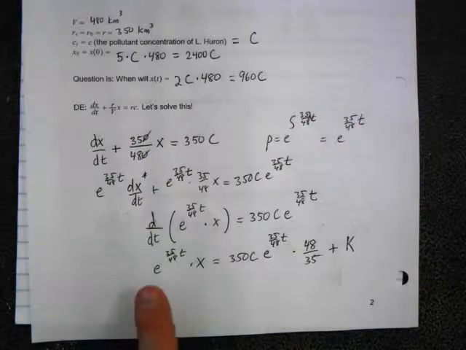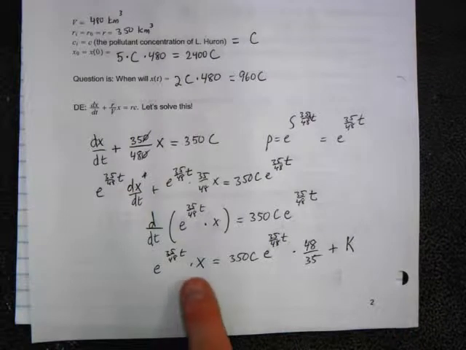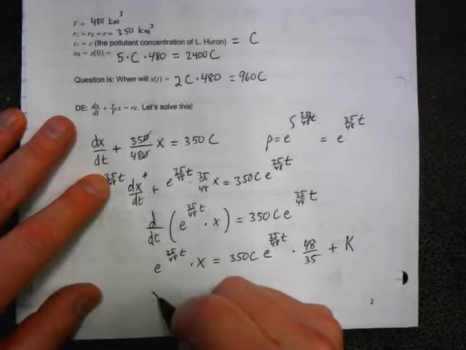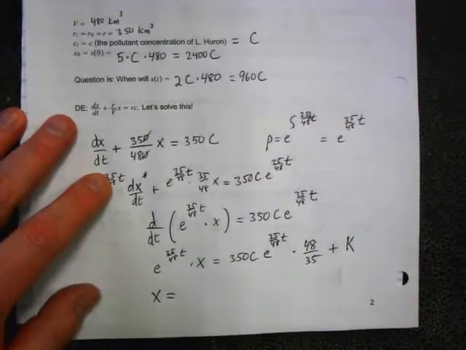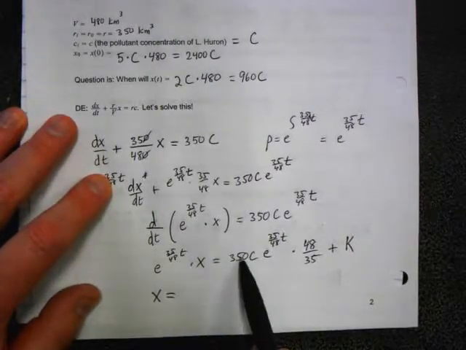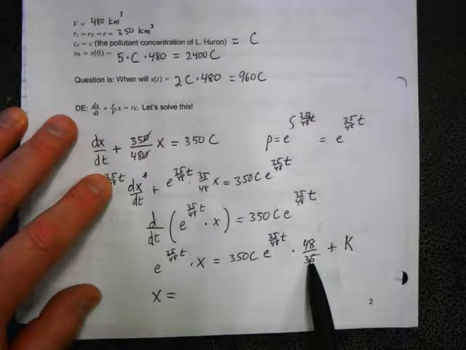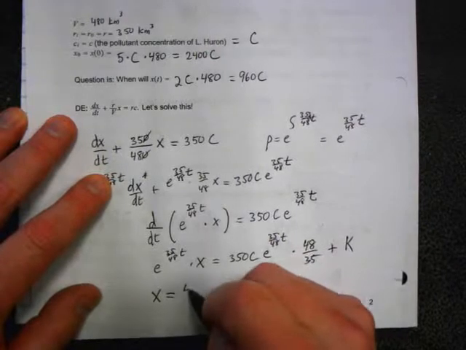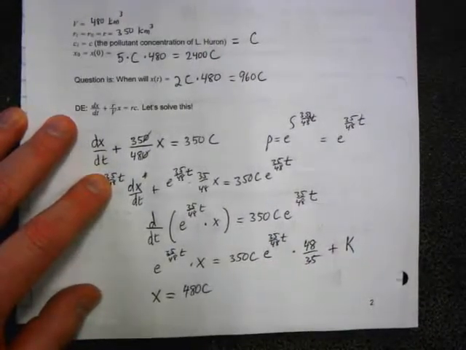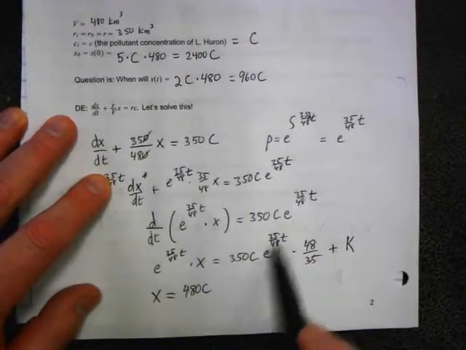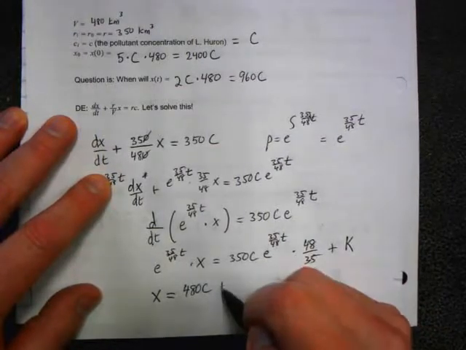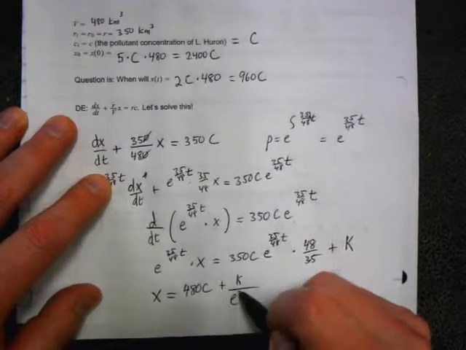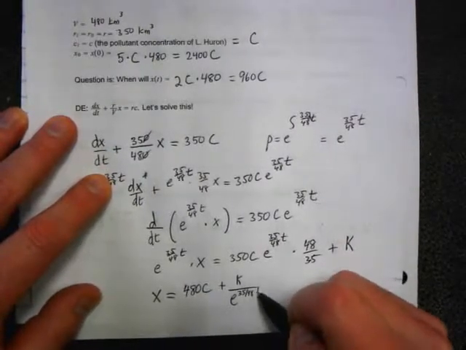All right, so finally, well not finally, but we're getting close to the end here. I can divide through by this e to the 35 over 48 t. X equals, let's see, 350 divided by 35 is 10. 10 times 48 is 480, so I have 480c. And then when I divide by this e thing, it reduces that e thing. Plus k over e to the 35 over 48 t.